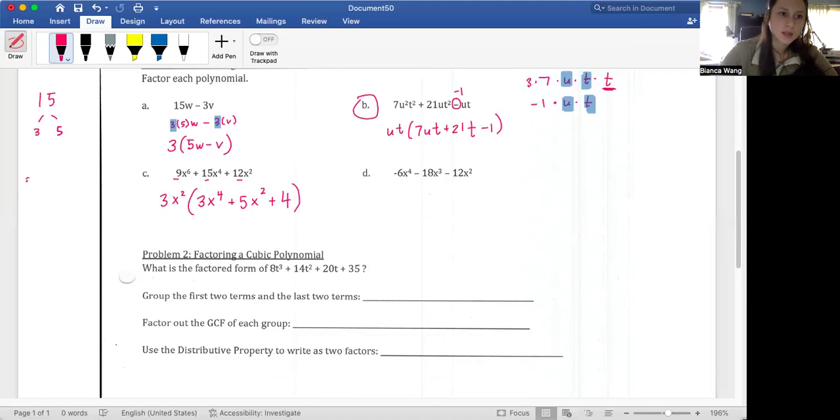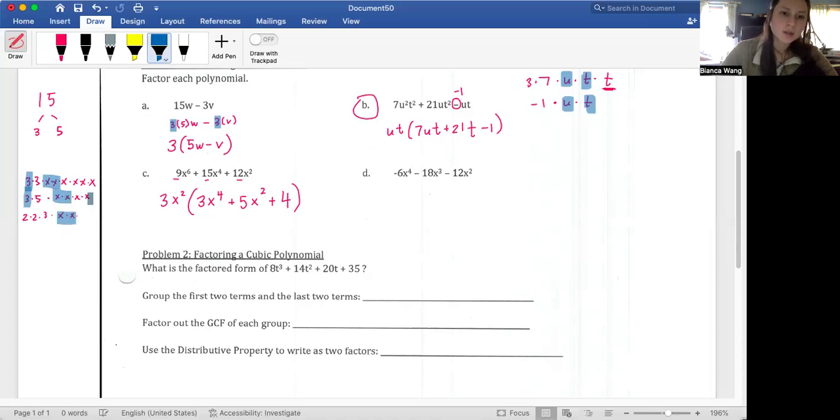9x to the 6 would be 3 times 3 times x 6 times. So I'm just doing this the long way. And then 3 times 5 to make 15, x 4 times. And then 2 times 2 times 3 times x, okay? So I'm going to highlight the 3, 3, and then 2 x's for each.